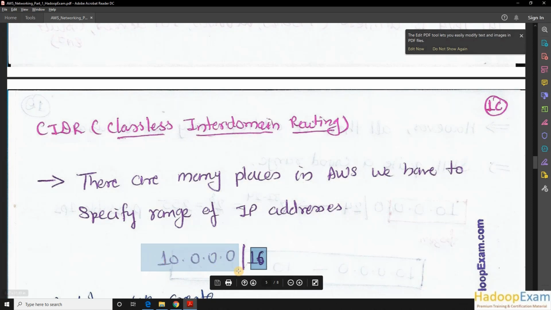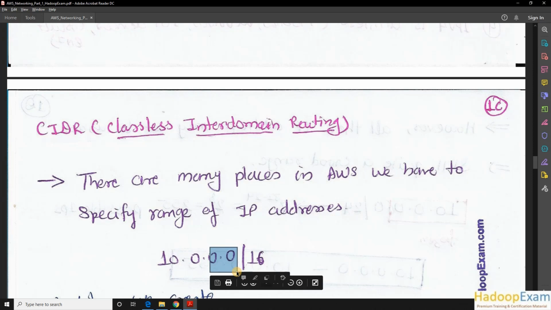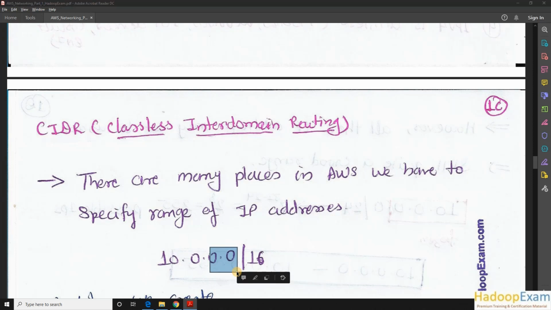So here you can see my 32 bits. We say the leading 16 bits should be frozen, 8 plus 8, this should be frozen, and after that, whatever is there, my IP can change it. Okay, so now let me tell you how this works exactly.